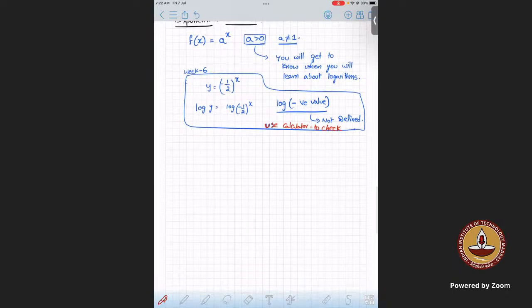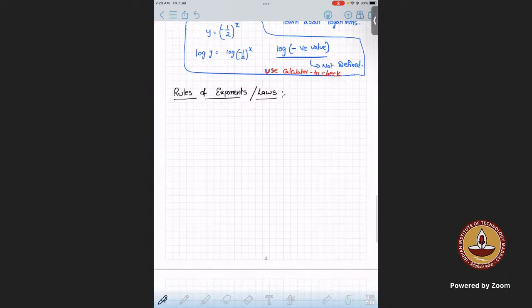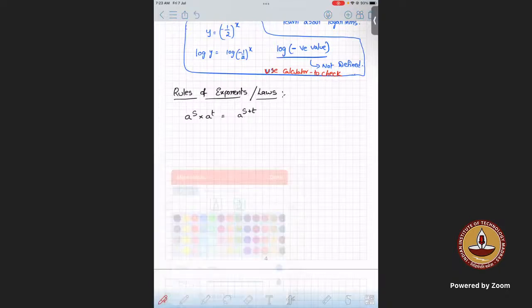Okay, now coming to the rules of exponents. Some say laws, some say indices. Suppose a power s into a power t is equal to a power s plus t. Remember this: both bases must be the same.